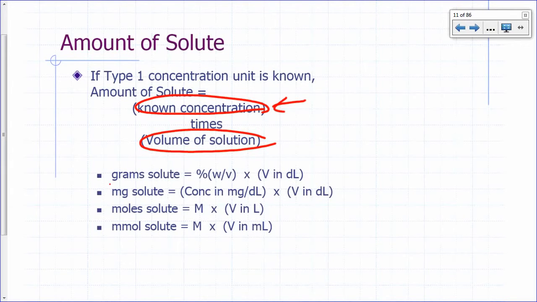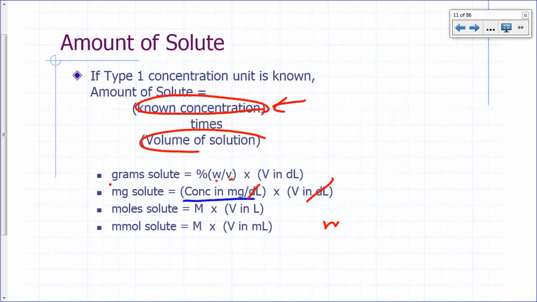So for example, if you know percent by weight by volume, you know this is grams per deciliter. You multiply that by the actual volume in deciliters of your sample, then that gives you the grams of solute present. If you're given the concentration in milligrams per deciliter, multiply that by deciliter. The deciliter will cancel. That will give you the amount of solute in milligrams.